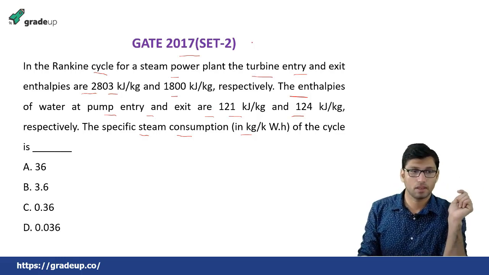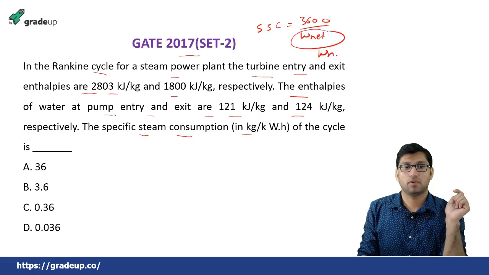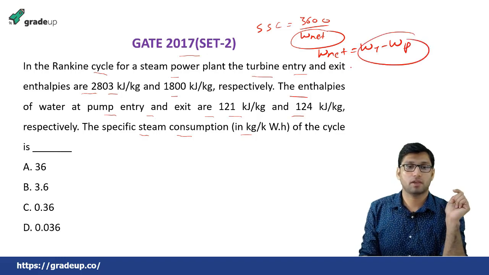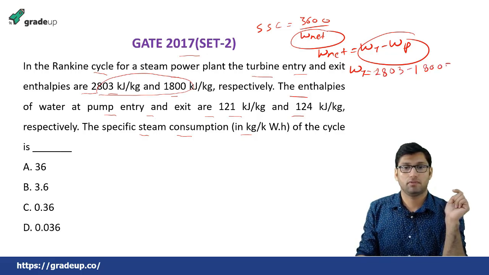Okay, so specific steam consumption, as you know, is equal to 3600 over net work. Now net work is equal to work done by the turbine minus work done by the pump. Turbine work is equal to the enthalpy difference of the turbine, which is equal to 2803 minus 1800. This will come out to be 1003 kilojoule per kg.